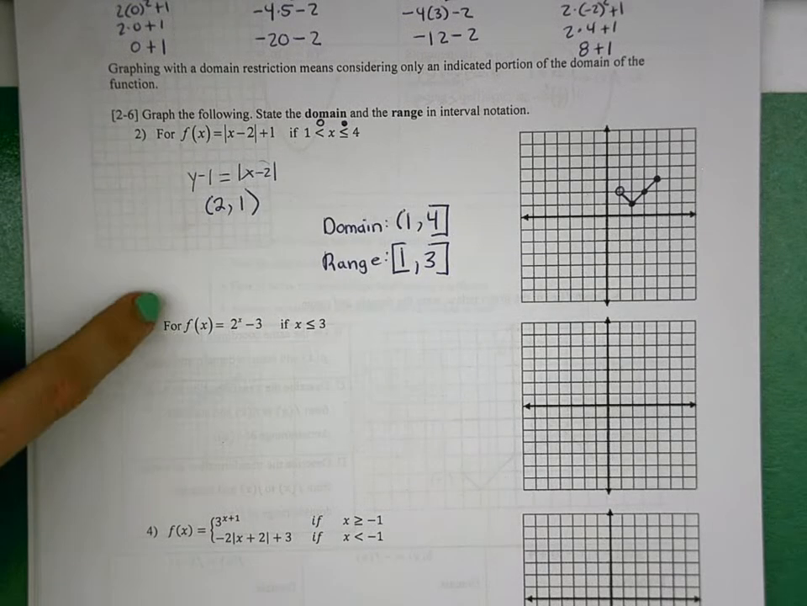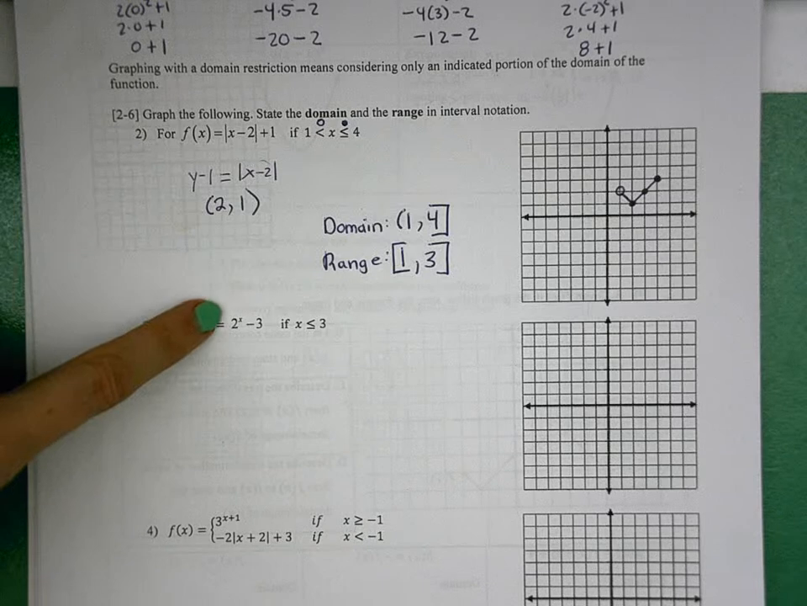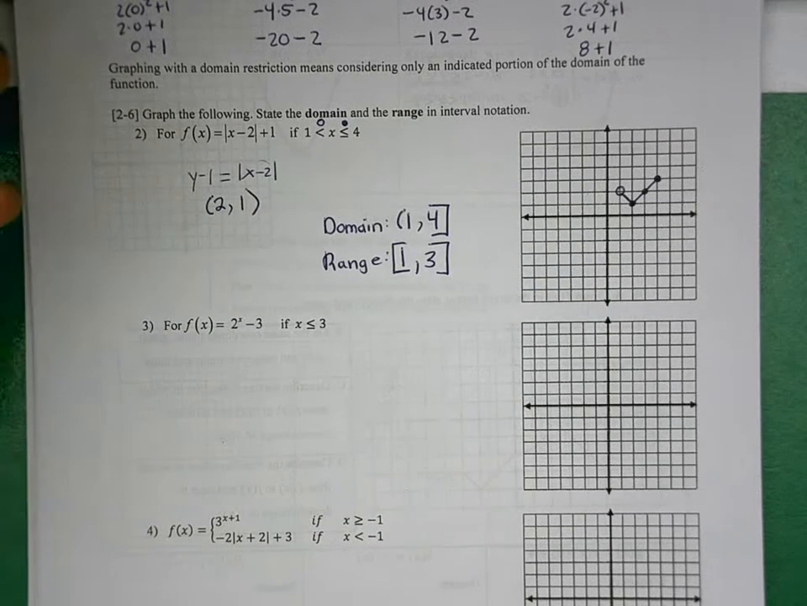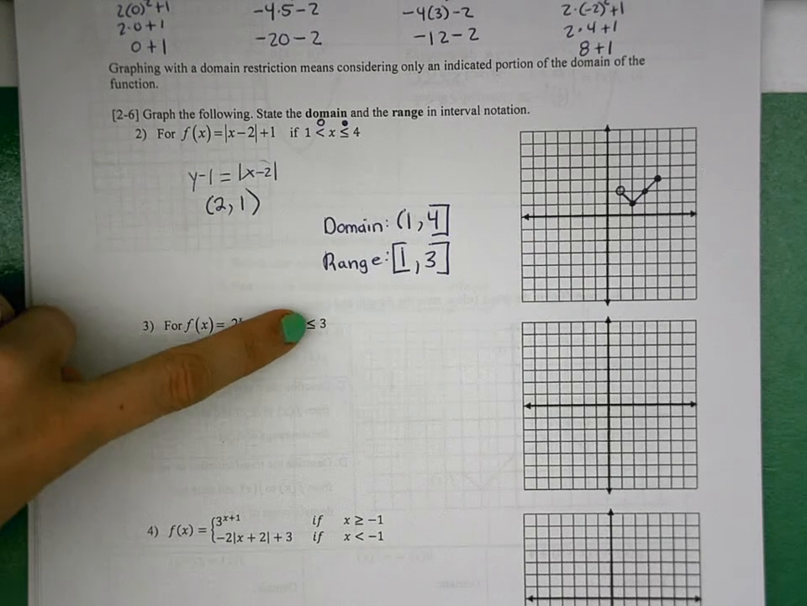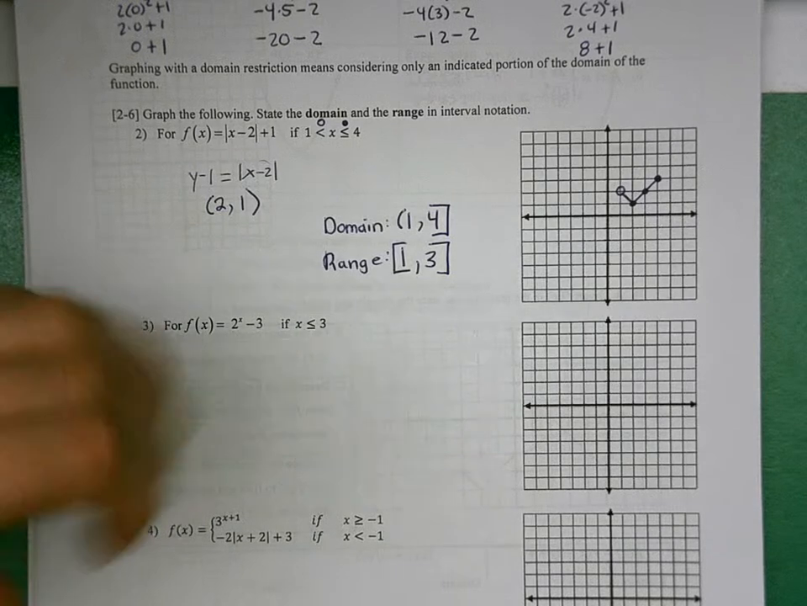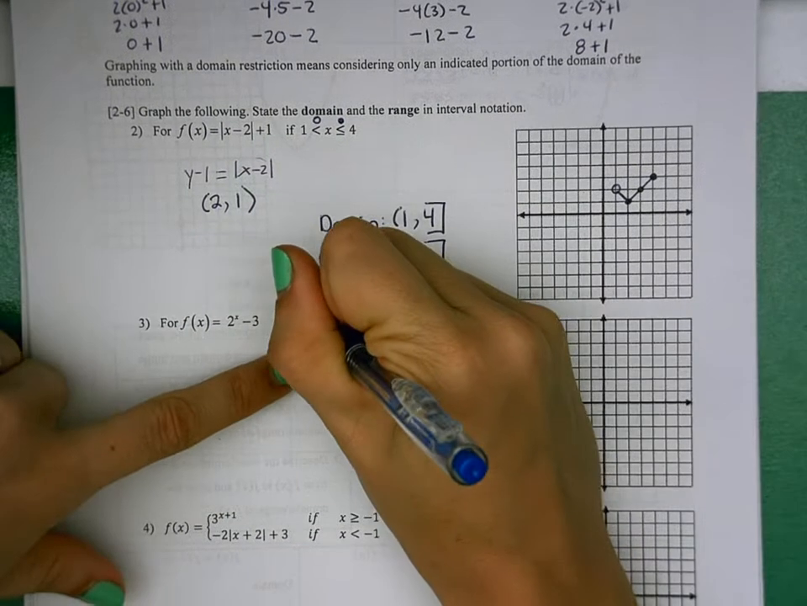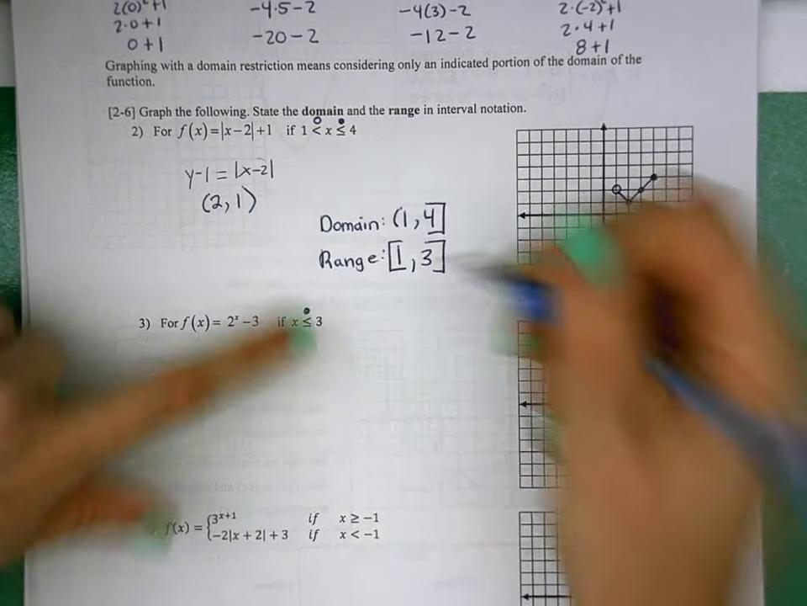Okay, so function first. This is exponential. So I know I'm going to have an asymptote. I'm thinking about that already. I should see a smooth curve. My domain restriction, we're dealing with values that are less than or equal to 3. And because we have that equals to, I know I'm going to have a point at x equals 3.